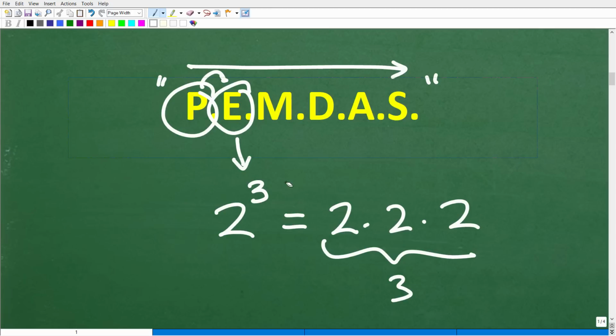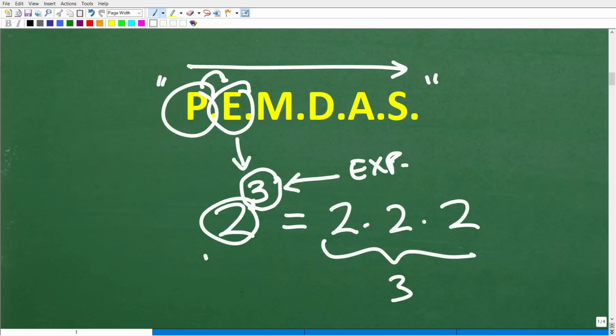But when we have a power, there's actually two parts to the power. The top little number in the top right, this 3, is called the exponent, and this big number down here is called the base. So the exponent tells us how many times to multiply the base together. But this E right here stands for exponents, right? So just to be clear about that.